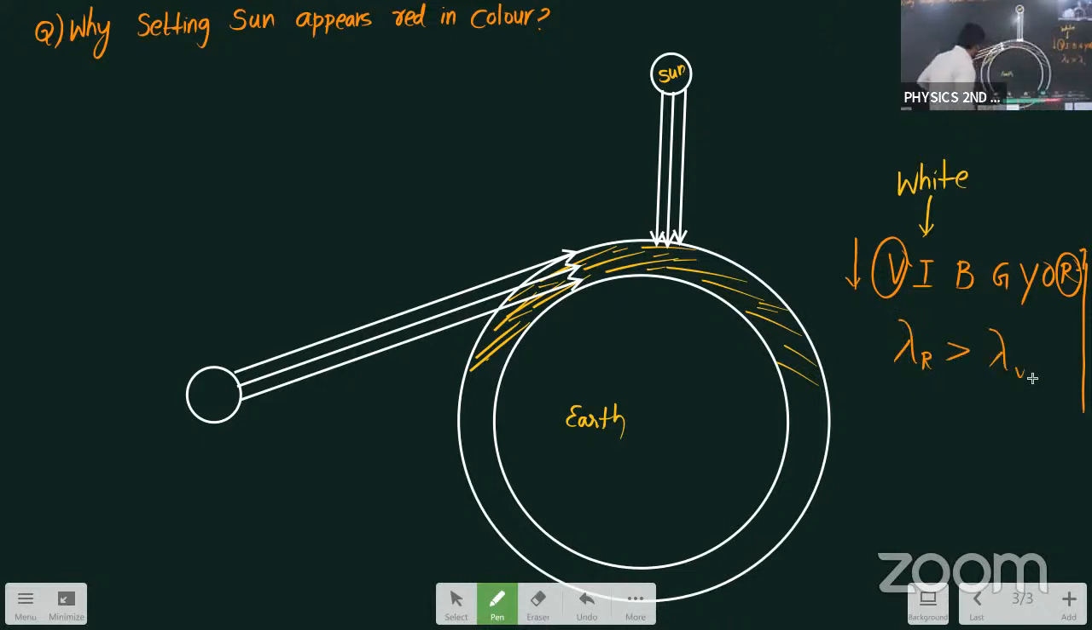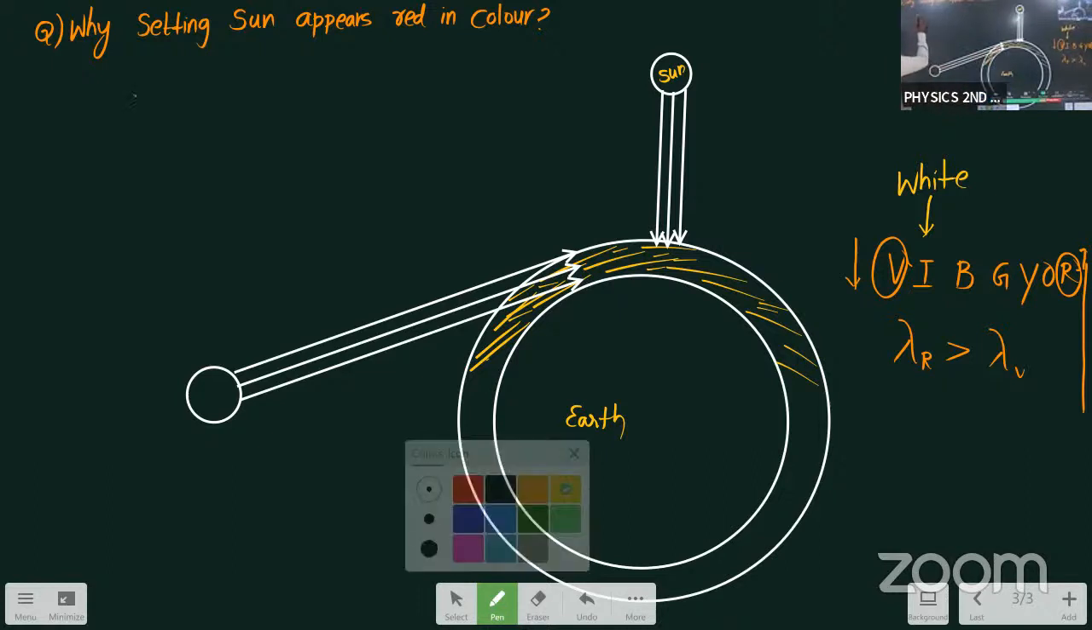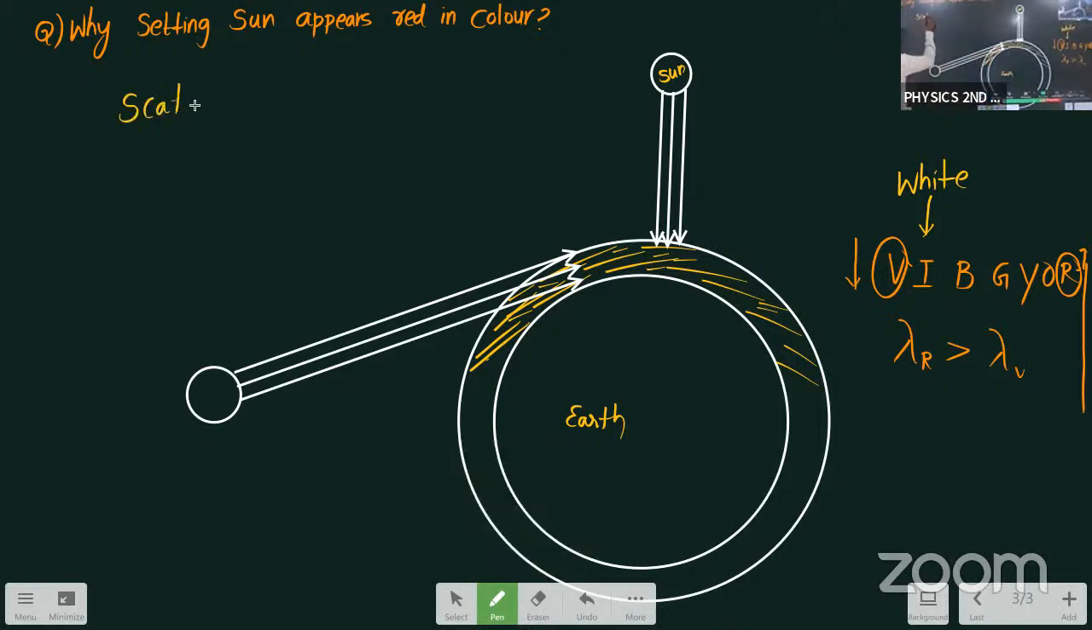Now see here, whenever this light ray is traveling towards the surface of Earth, we have one region that is called the atmospheric region. What will be there in the atmosphere? Dust particles will be there. So whenever the light is interacting with the dust particles, what is happening? The phenomena of scattering will take place.